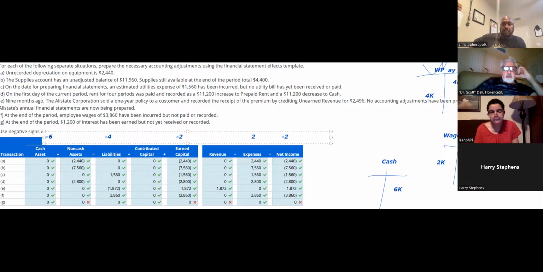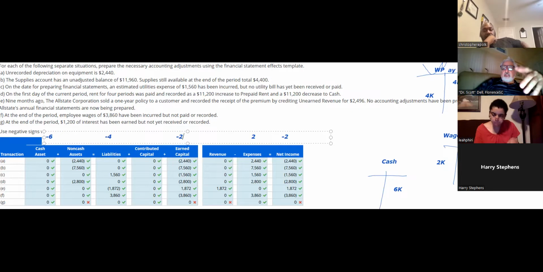Am I in balance? Yes. Sure enough, I have -6 in cash. My total assets are -4, and -2 in liabilities and equity. And I happen to have 2 and -2 in expenses and net income. So we're good. But I like the question because you're asking, do I have 6,000 of expenses this year?